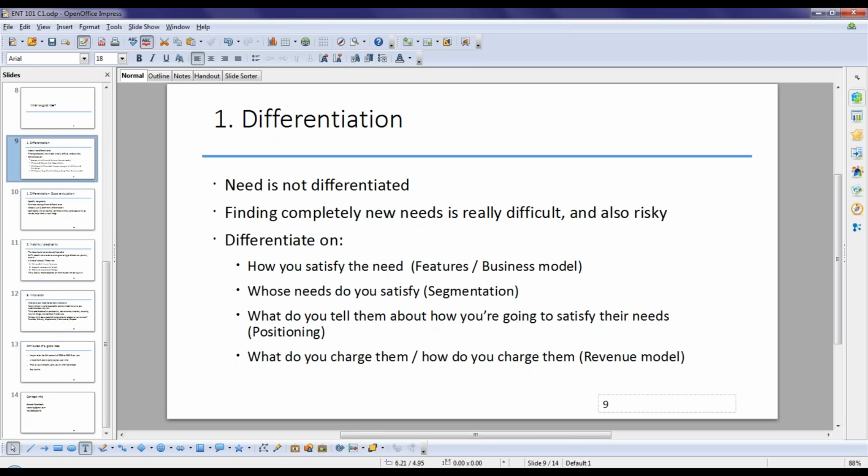Okay. So what I was saying is that based on the features you can differentiate, you can have different kinds of features, or you can differentiate based on segmentation. There are different segments of people you can satisfy. Whose needs are you satisfying? Then you can also differentiate based on the positioning, whether you are high end or low end. You might have the same product, but you are delivering it in a different way. So that's the way you have a different positioning. Or you can have a completely different revenue model, the way you charge the customer. Instead of a one-time fee, you might be charging pay as you go. Or instead of charging the users directly, you might be charging the advertisers. Those are the different ways.